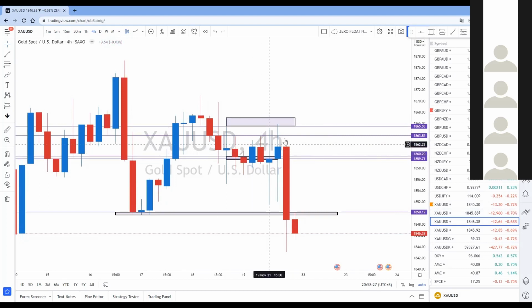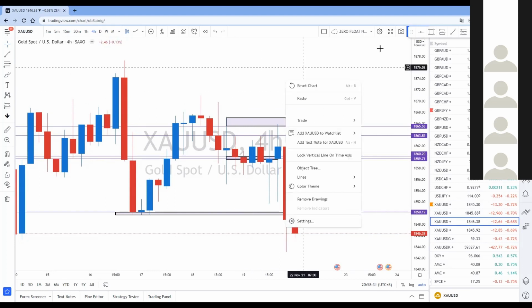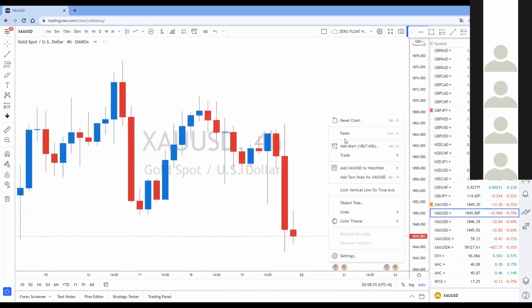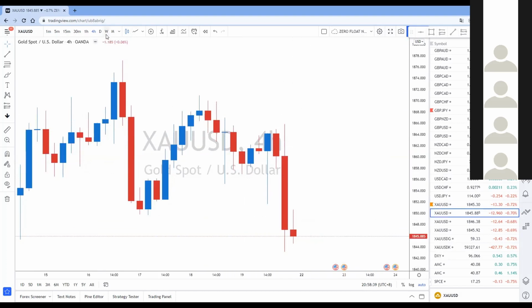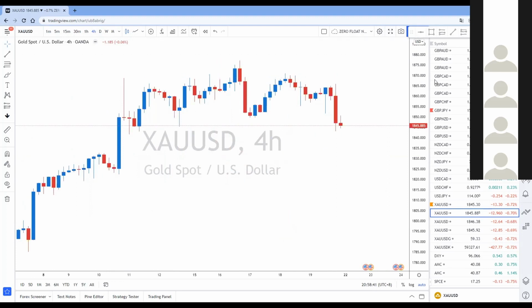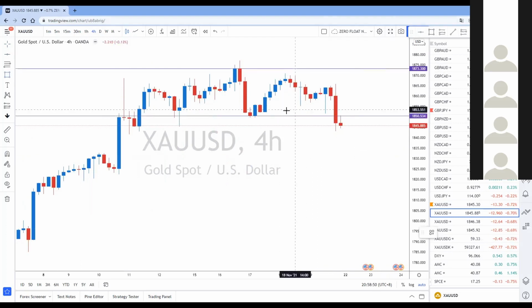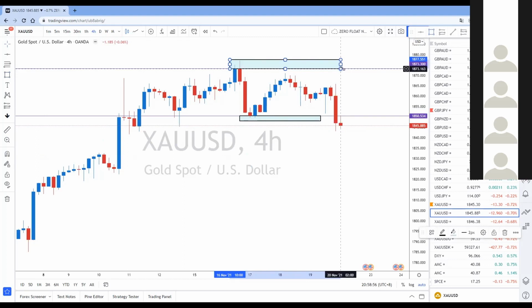Let me clear all of this and remove all drawings. Okay, so let's mark the H4 DZ SNR. I'm going to mark here, let's say this area, and another one is this area. So I'm going to mark the H4 DZ SNR.